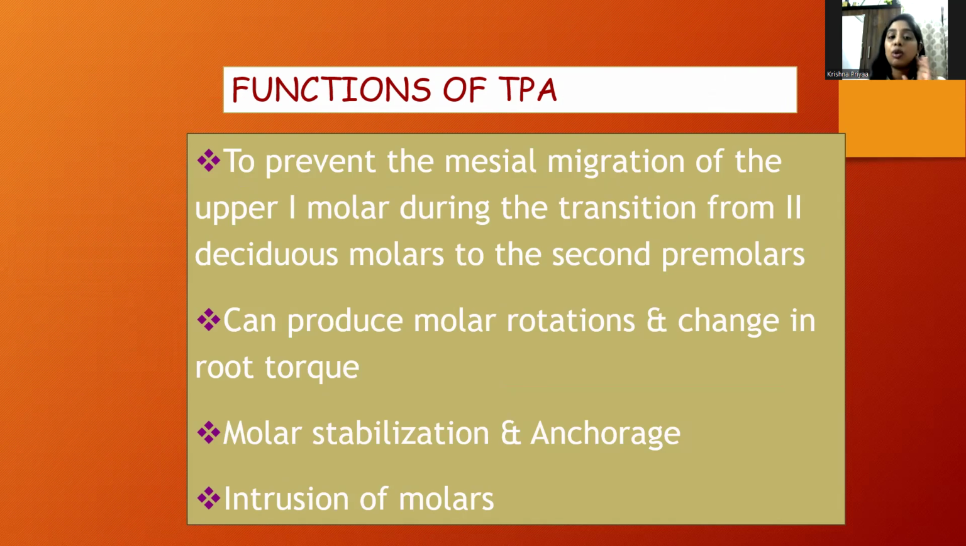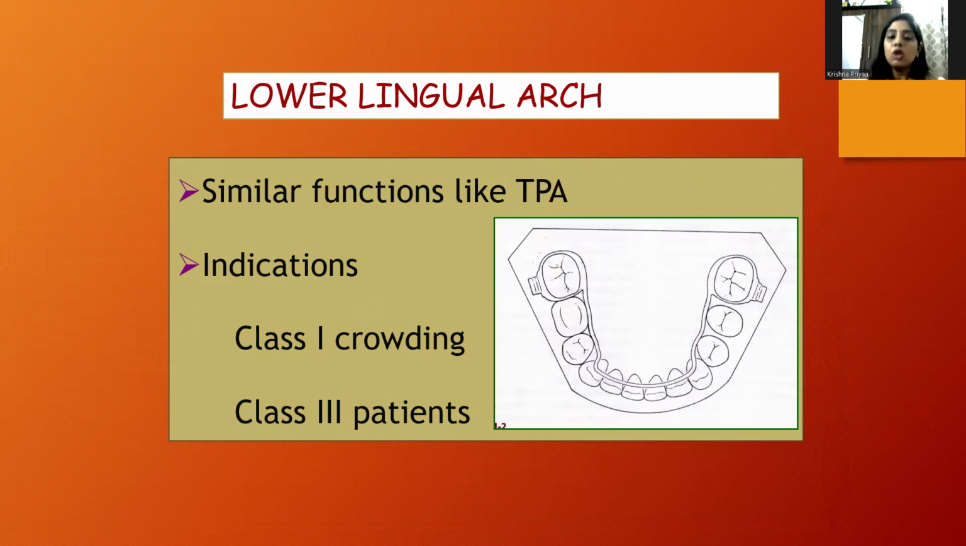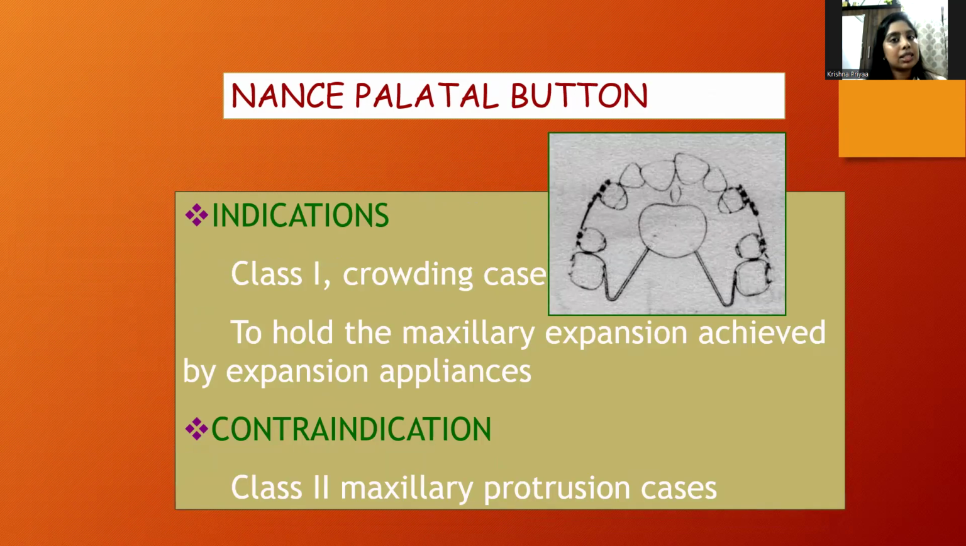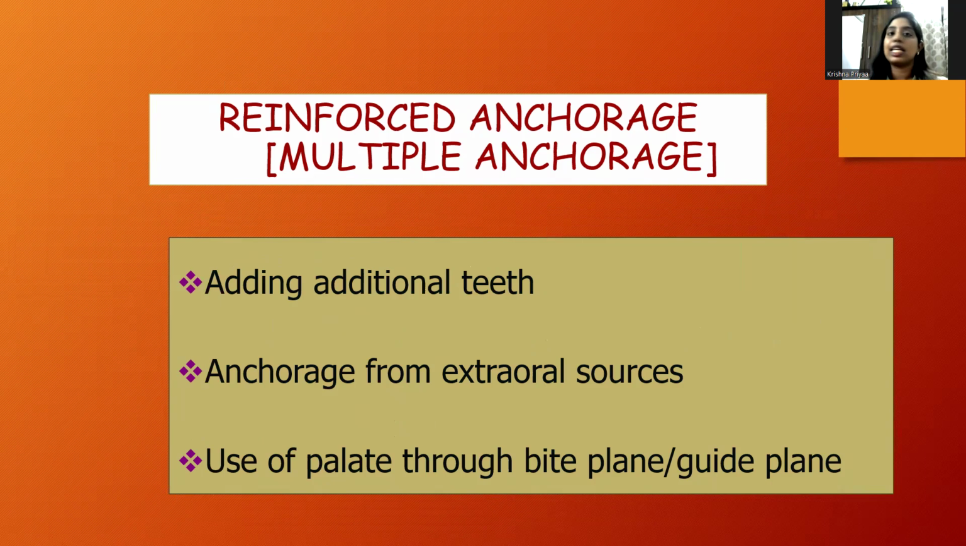It prevents the mesial migration of the upper first molar during the transition between deciduous molars and permanent second premolars. It can produce molar rotations and also change in root torque. It offers more stabilization and anchorage. Coming to lower lingual arches, they have some similar functions to the TPA, and are indicated in class 1 crowding and class 3 patients. Nance palatal button is indicated in class 1 and crowding correction to hold the maxillary expansion achieved by the expansion appliances. It is not indicated in maxillary protrusion cases, especially in class 2, because the overjet cannot be corrected when that is present.